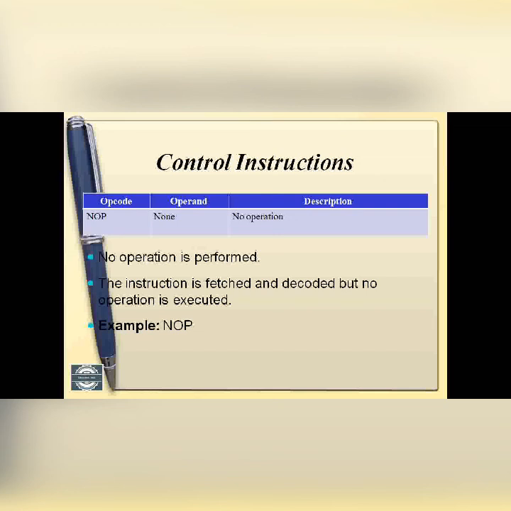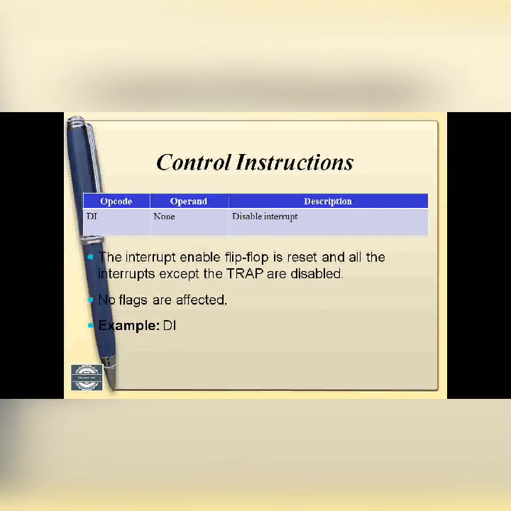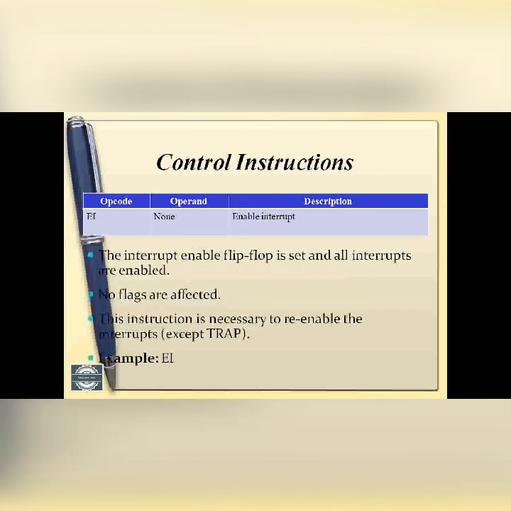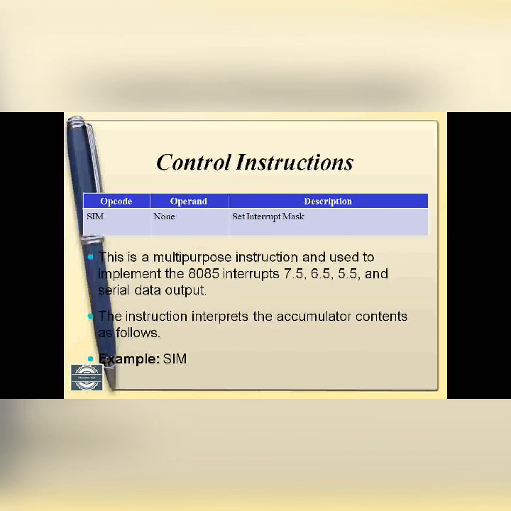HLT, that is halt operation. Halt: you finish executing the current instruction, now halt for the further instruction. Next one, DI, that is disable interrupt. After completion of the work, disable it, that is, interrupts are disabled here. So up to this, I think it is clear to you. Next, SIM, that is set interrupt mask.